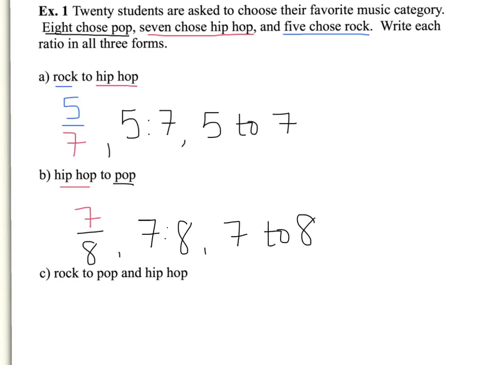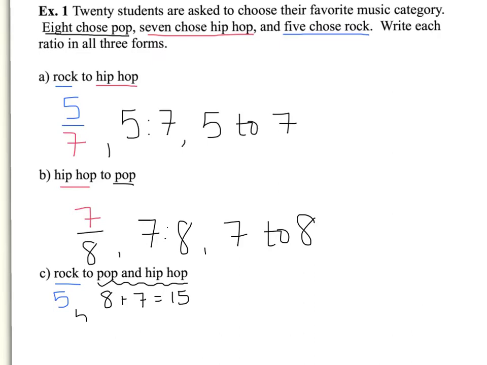Last one. We have rock to pop and hip-hop. So this is a little different. We have to add the number that liked pop and hip-hop. So 8 plus 7 would be 15. The number of students that chose rock stays the same.